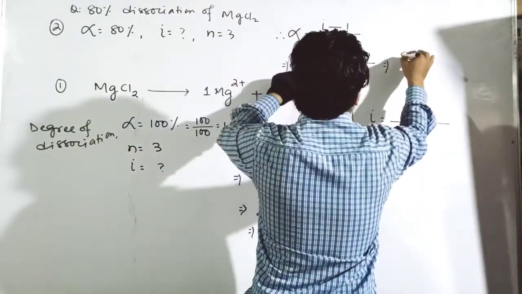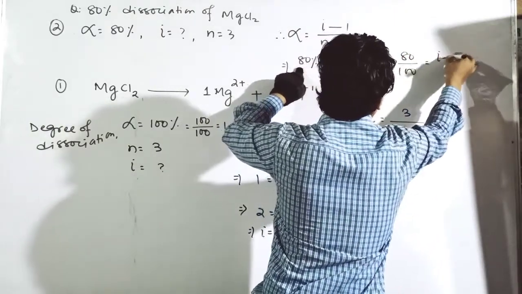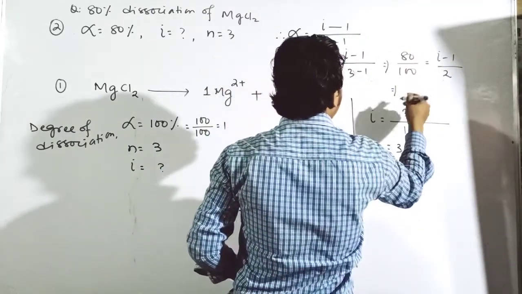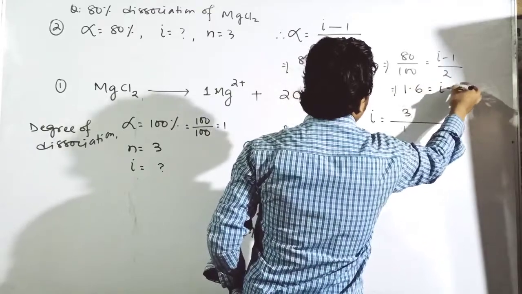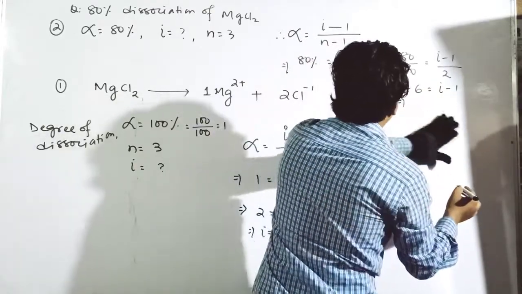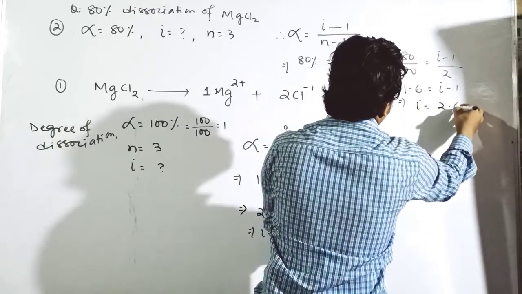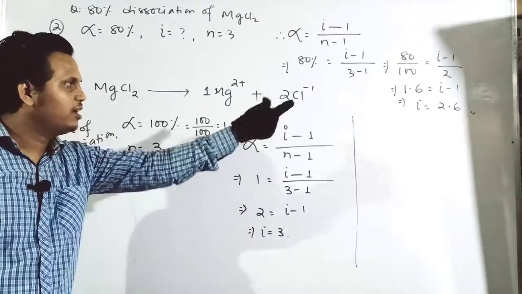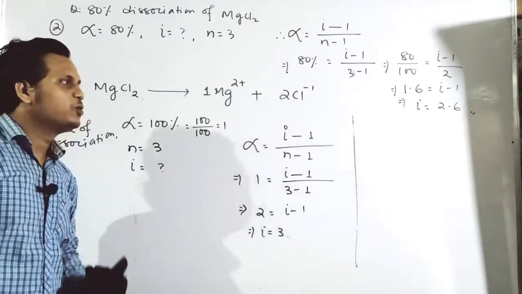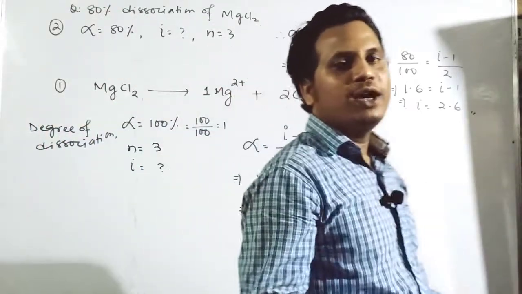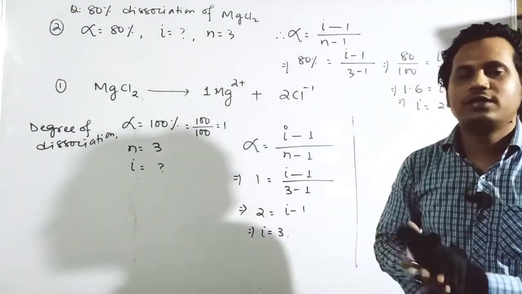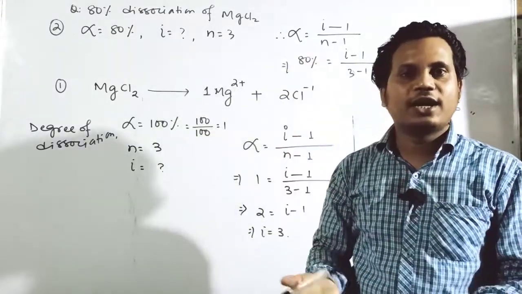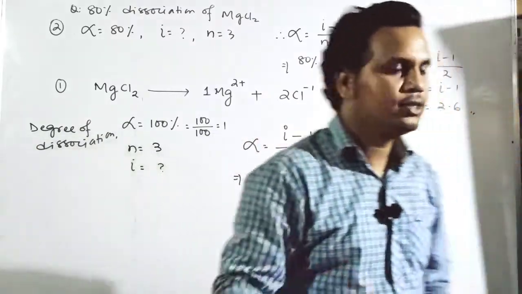So 80% means 80 by 100. I minus 1 by 2. So this will be 0.8 into 2, 1.6. I minus 1. So what will be the I? I will be 2.6. The value is what? Less than 3. So 100% dissociate 3. Less than 100% dissociate, so less than 3. So in this way you can find whatever percentage dissociation is given. Okay. If it is given 80, we are using 80. If it is asked for 60, give 60 and then simplify.